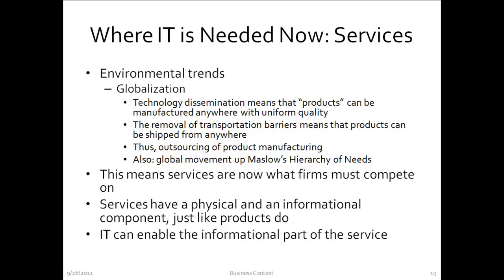This slide talks about where IT can be of most value given key trends in the business environment. The major business trend is the one towards globalization. Globalization essentially means the following.